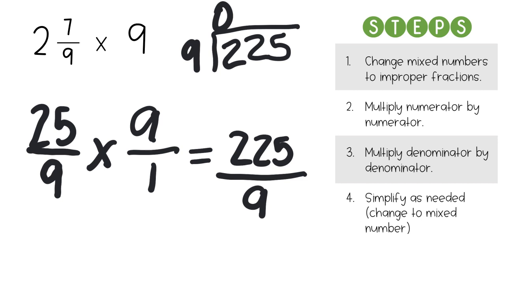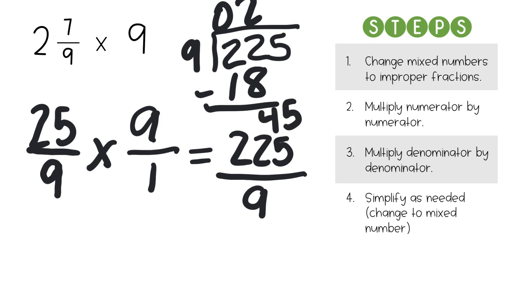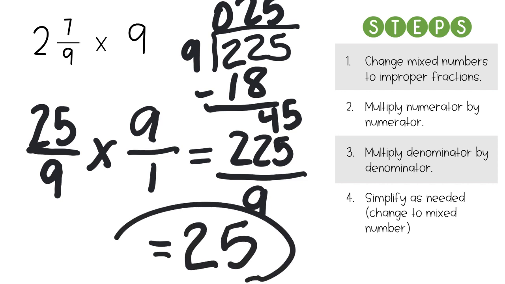9 times 3 is 27. That's too high, so 2 it is. 9 times 2 is 18. You get 4. Bring down your 5. 9 goes into 45. 9 times 5 is 45. So our answer is a nice even whole number, and our answer is 25. So 2 7/9 times 9 equals 25.